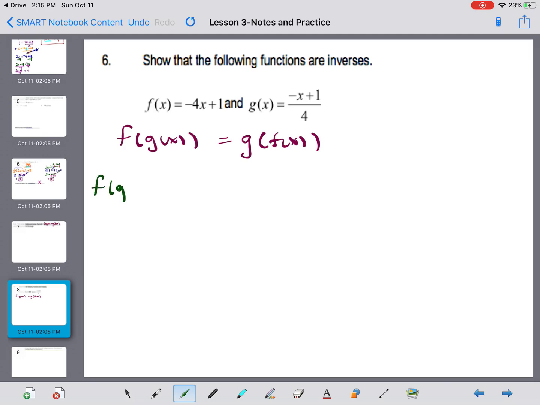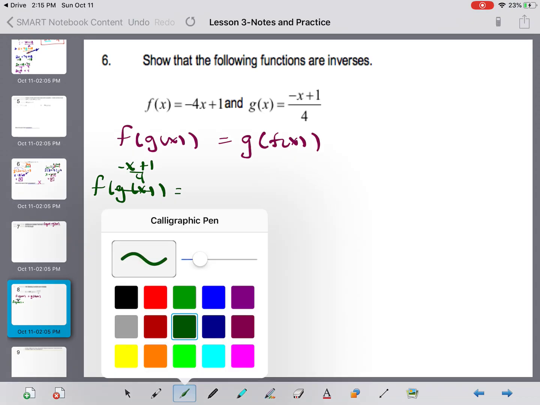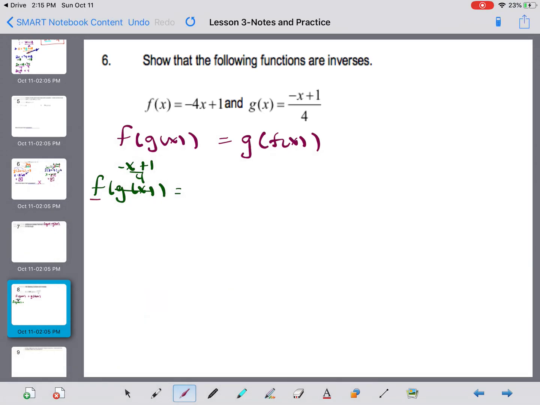So when I do f of g of x, the g function is negative x plus 1 divided by 4. So I'm going to take the f function, write it exactly how it is. I'll write it down here. Where there's an x, I put parentheses. I have a negative x plus 1 divided by 4 inside my parentheses. So a negative x plus 1 divided by 4 is going to go inside my parentheses.